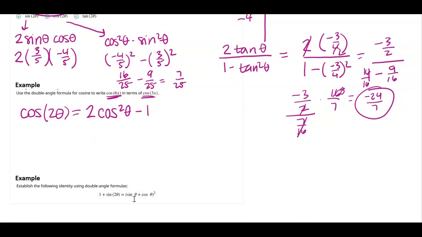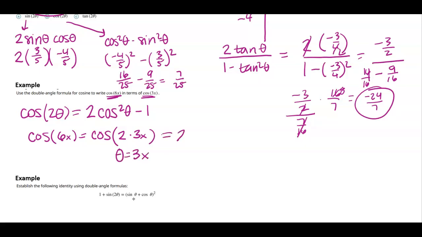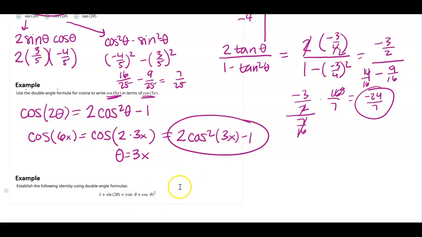All right, so if I have cosine of 6x, that is the same thing as cosine of 2 times 3x. And so I can say, well, let's let theta equal 3x. So that's going to be 2 cosine squared of 3x minus 1, and that's going to be my answer here.